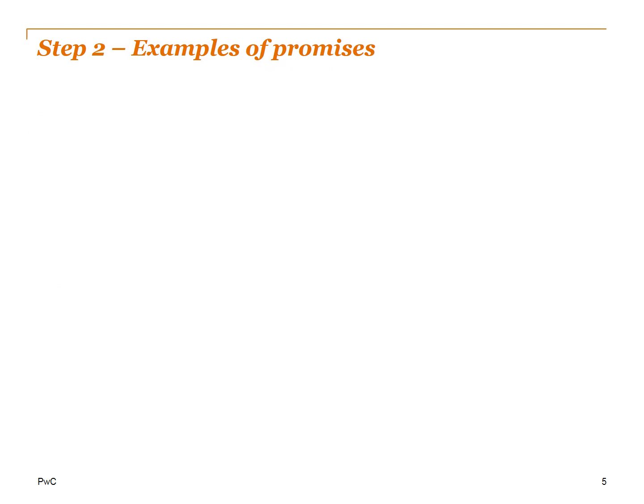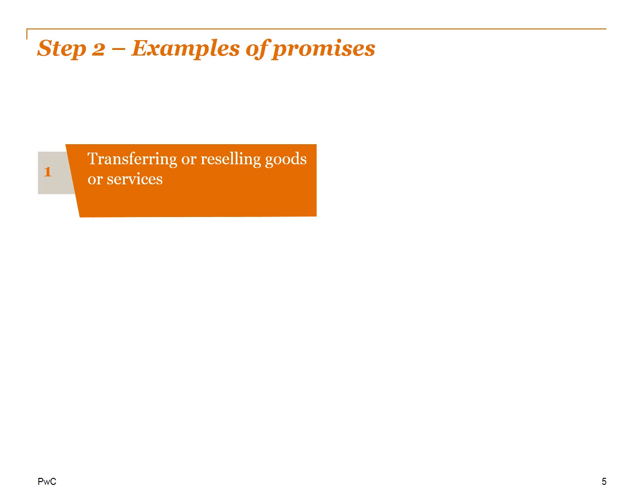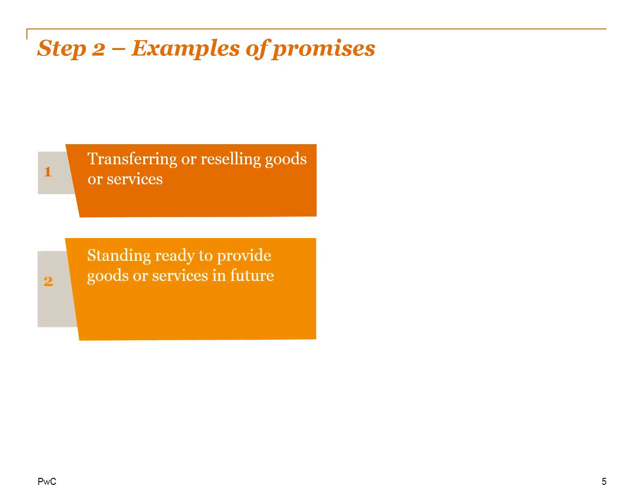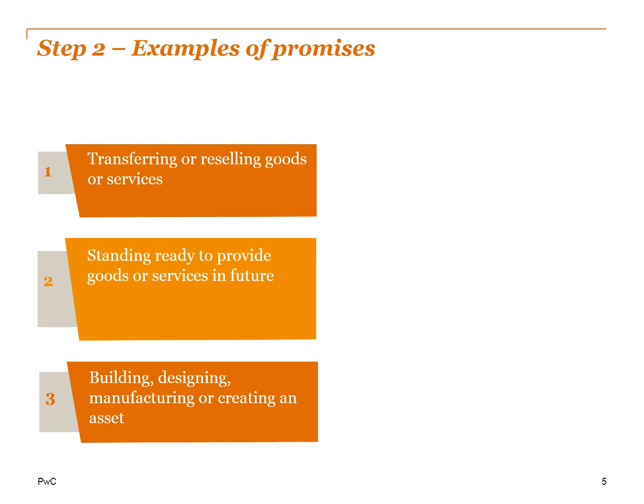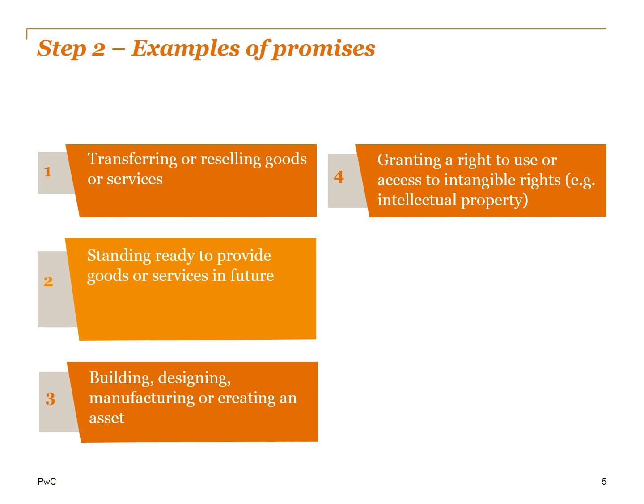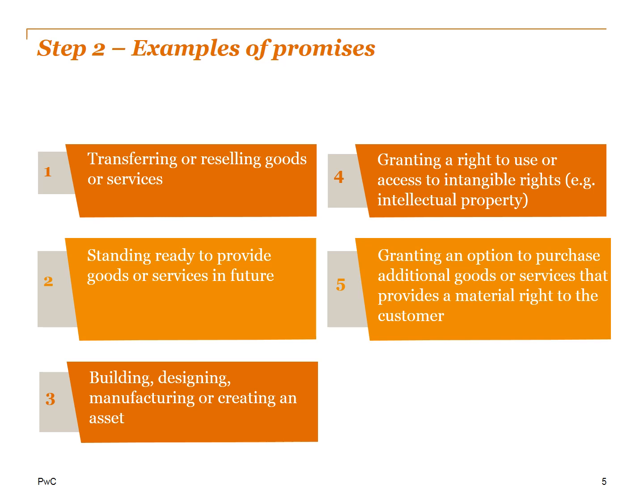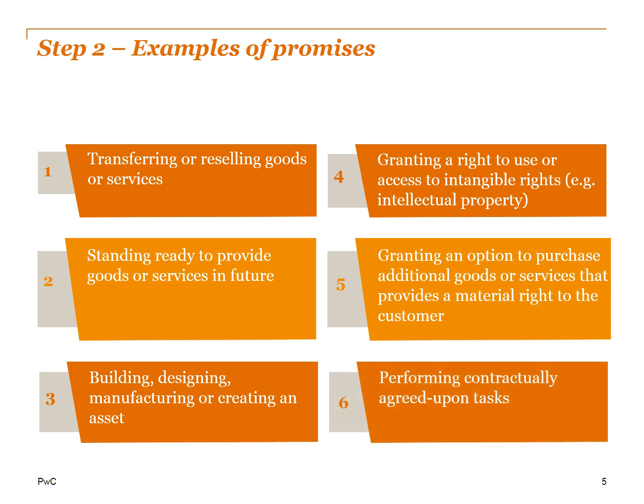Promises can take many forms. Transferring or reselling goods or services is a typical one, but promises can also include standing ready to provide goods or services in the future, building, designing, manufacturing, or creating an asset, for example, building a house, granting a right to use or right to access an intangible or license, for example, intellectual property where another company can use the knowledge sold to them, granting an option to purchase additional goods or services that provides the customer with a material right, or performing contractually agreed upon tasks.